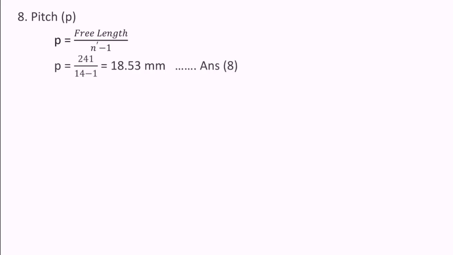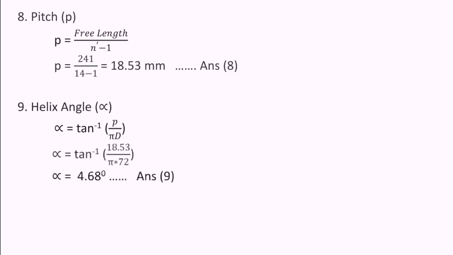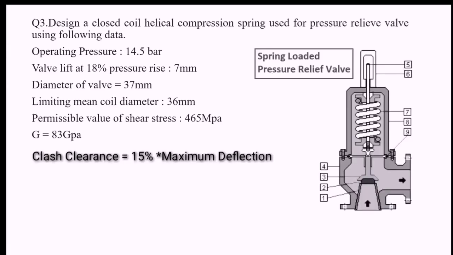Helix angle is optional; you can also find it by using the relation alpha is equal to tan inverse of P divided by pi d. On solving, I will get the answer as 4.68 degrees. This completes the solution. Let us try to solve a problem of a similar kind.